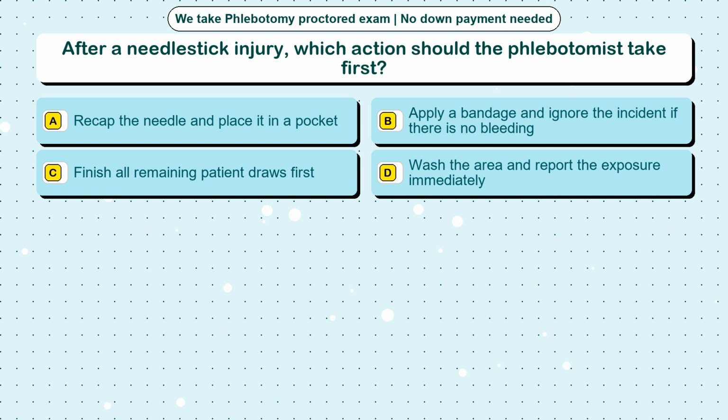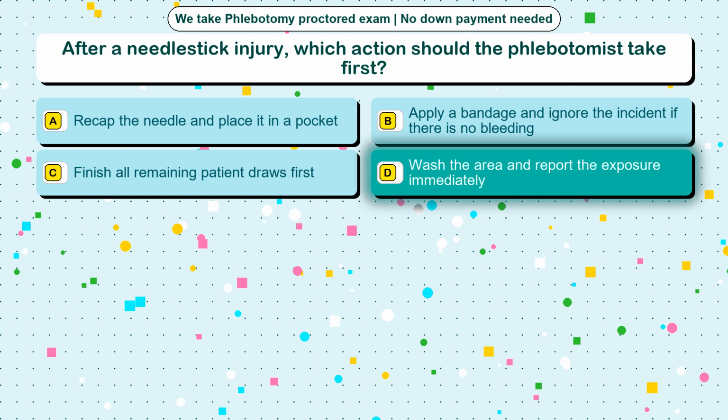Option B, apply a bandage and ignore the incident if there is no bleeding. Option C, finish all remaining patient draws first. Option D, wash the area and report the exposure immediately. The correct answer is option D, wash the area and report the exposure immediately.